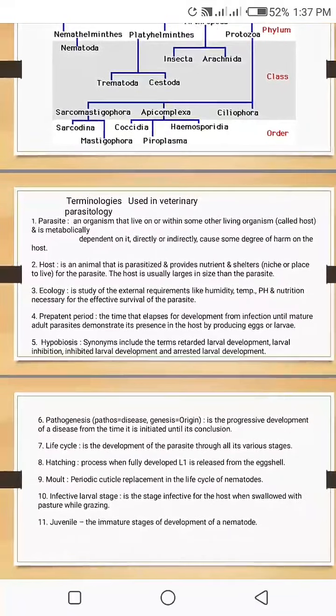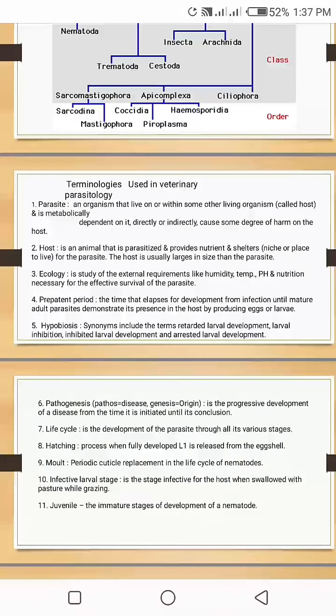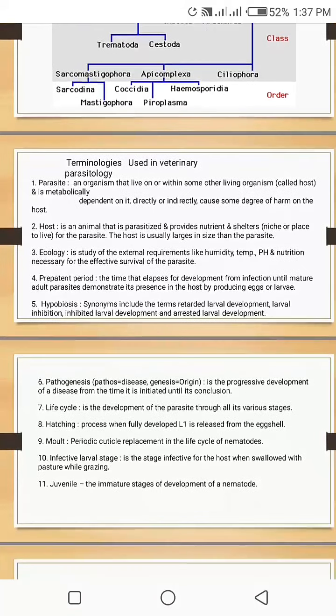What are the terminologies used in veterinary parasitology? The first one is parasite. What's a parasite? A parasite is an organism that lives on or within some other living organism, which it is metabolically dependent on, the host, and to some degree it causes harm to the host, directly or indirectly.